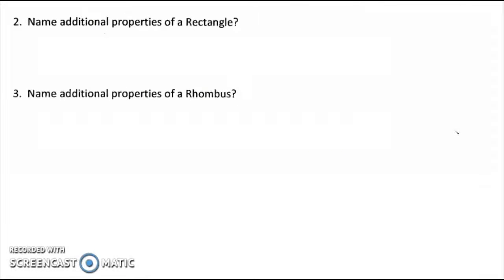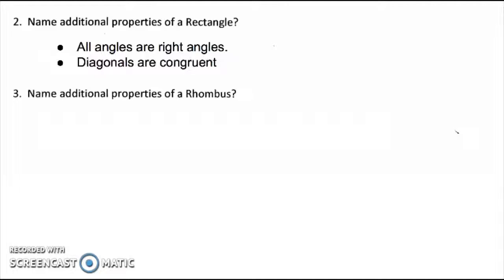Number 2, it is asking you for additional properties of a rectangle. Basically, rectangles are parallelograms, so it has all the above properties, but it also has additional ones. Like all angles are right angles. They all measure 90 degrees, and the diagonals are equal to each other in measure.